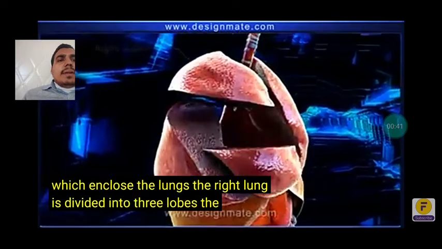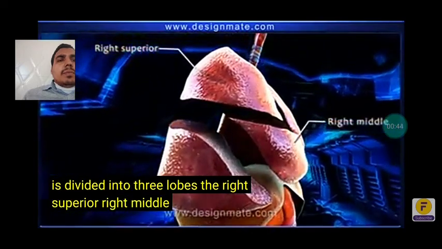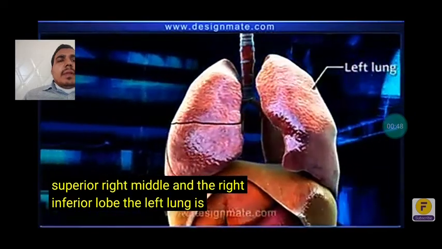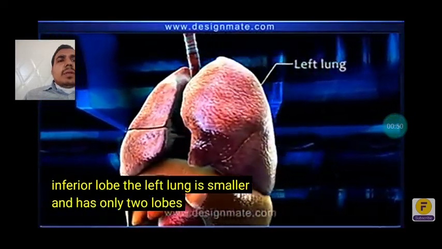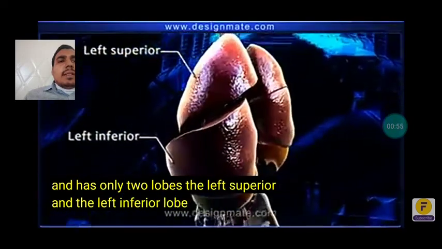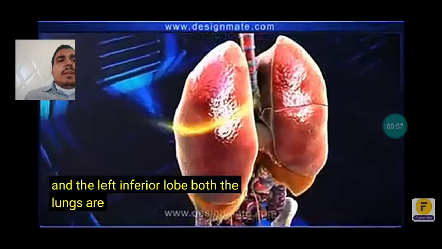The right lung is divided into three lobes: the right superior, right middle, and right inferior lobe. The left lung is smaller and has only two lobes, that is, the left superior and left inferior lobe.